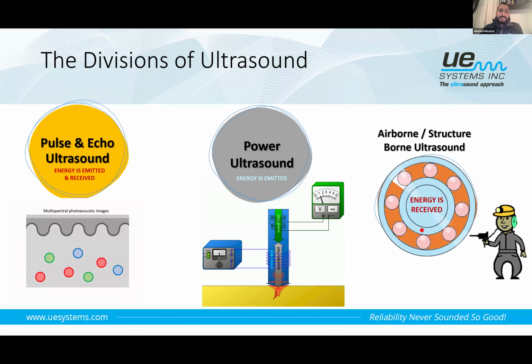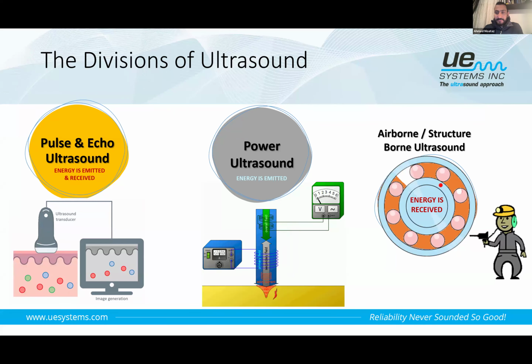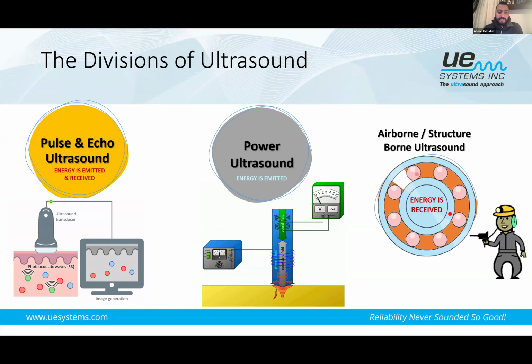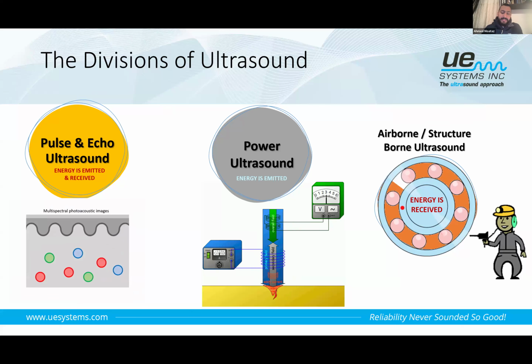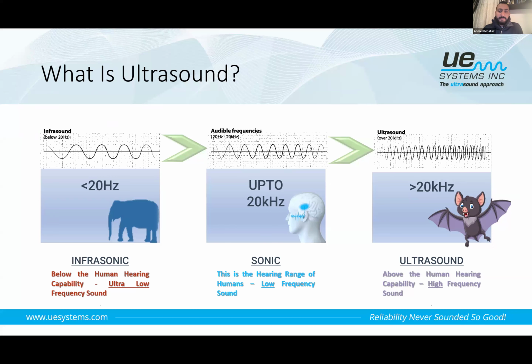The third one, which will be our topic today, is the airborne and structure-borne ultrasound, a technology which only receives sound. The airborne structure-borne ultrasound can receive high-frequency sound, which is non-audible, above our audible range. Ultrasound covers frequencies from 20 kilohertz and above, and our audible range is from 20 hertz up to 20 kilohertz.